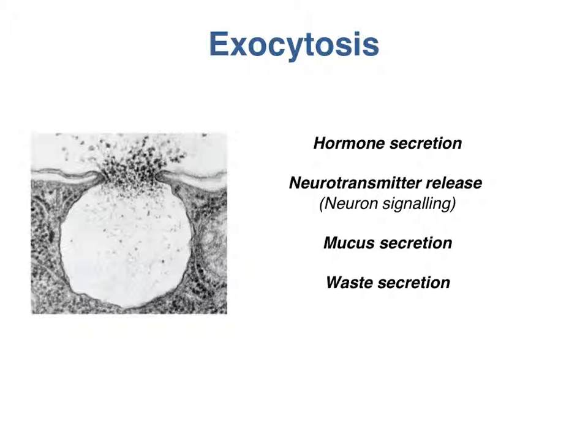Exocytosis is really pretty common. It's used in a variety of cases. Hormones are oftentimes secreted by exocytosis. Neurotransmitters, so when cells of your nervous system are talking to each other, it's exocytosis of neurotransmitters. You also have mucus secretion, secretion of waste products. Exocytosis is really very common.